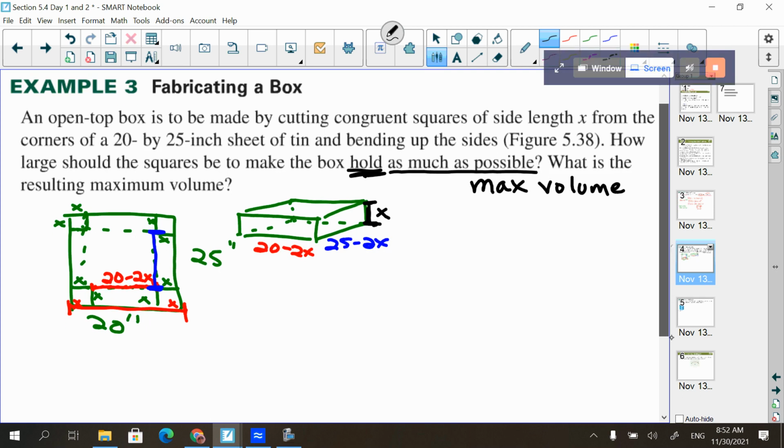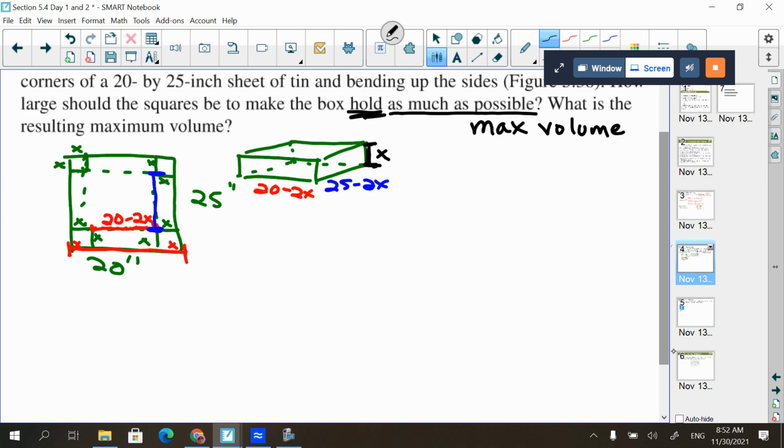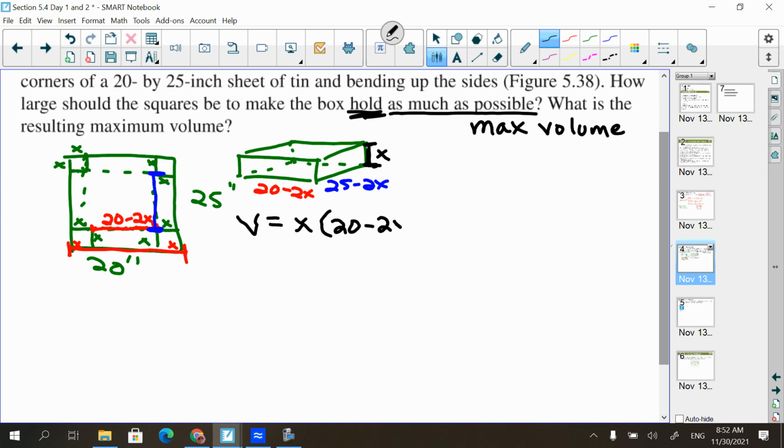Okay. So anybody remember the formula for the volume of a rectangular solid like this from geometry? How do I find the volume? Base times width times height, length times width times height, whichever you call it. Yep. x times 20 minus 2x times 25 minus 2x.